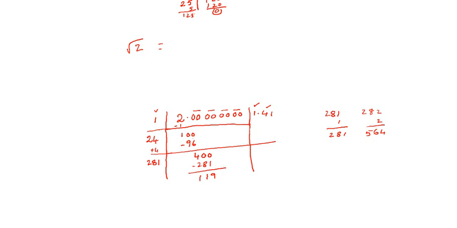Now you carry again 2 zeros. Each time you carry 2 zeros. In ordinary division, we carry only 1 zero. Here in finding the square root, in the long division process, you carry 2 zeros. Now the remainder is 11,900. Again, what is the quotient in the previous step? 1. You add 1 to the 281. Then what you get?